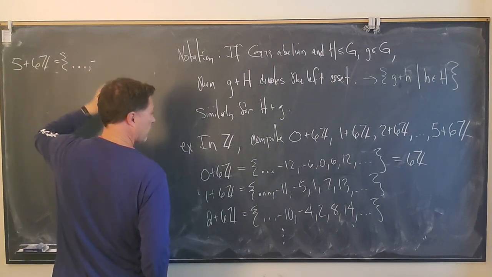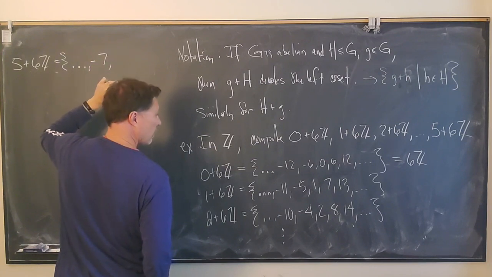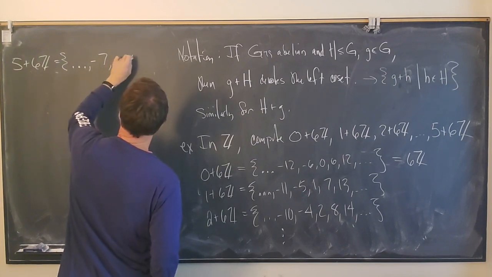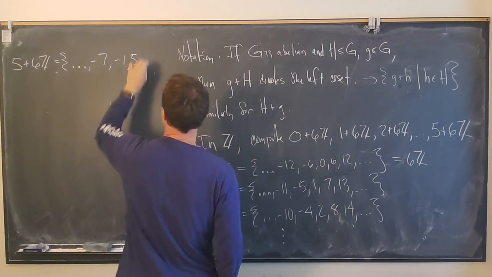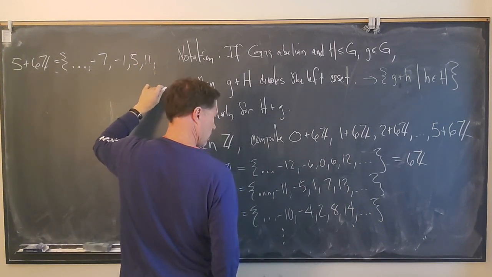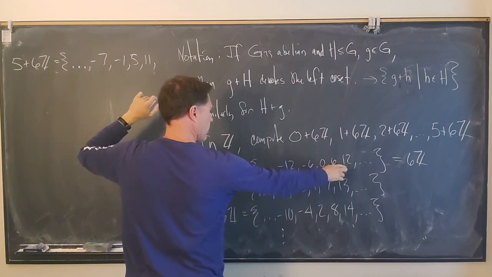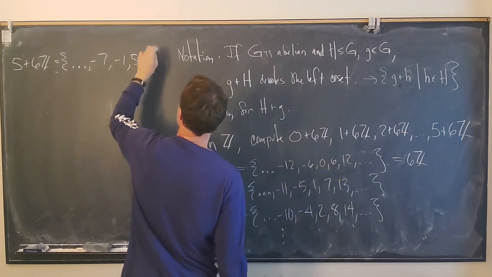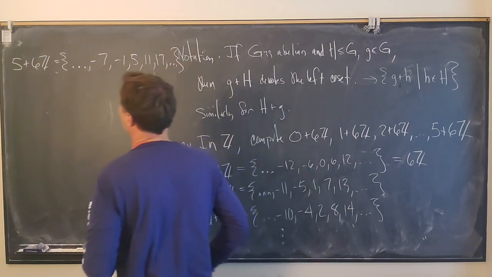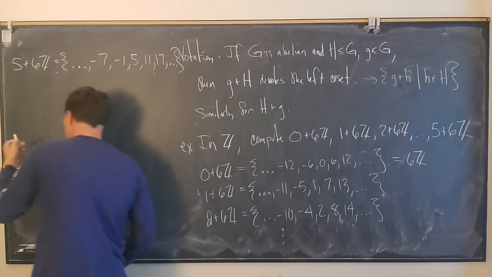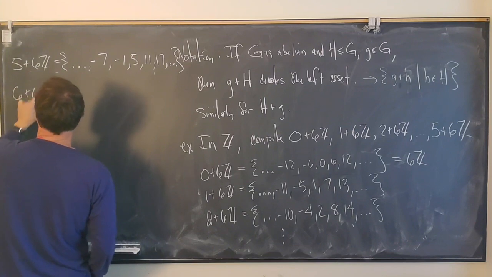So if I add 5, I'll get minus 7, and then minus 1, and 5, and 11, and add 5. Add 5 gives me 17, dot, dot, dot. And then if I tried to keep going, what if I wrote down 6 plus 6z?